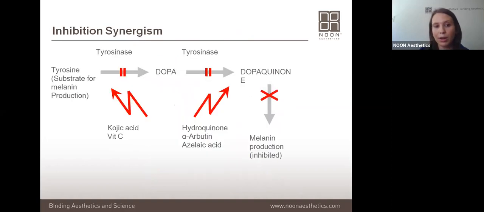So if we look even more deeply at the tyrosinase stage, we can really see that vitamin C is inhibiting the one which turns tyrosine to dopa, and the hydroquinone, the alpha-arbutin, and the azelaic acid are inhibiting the stage between the dopa and the dopaquinone production.